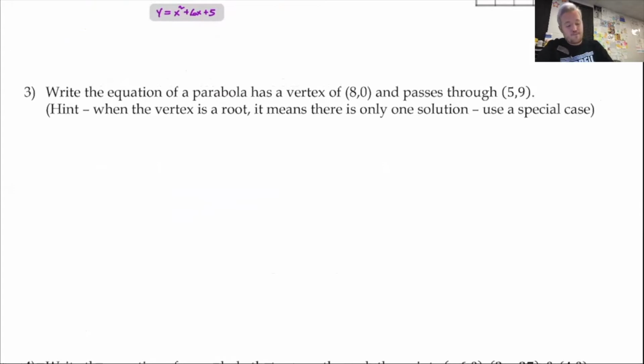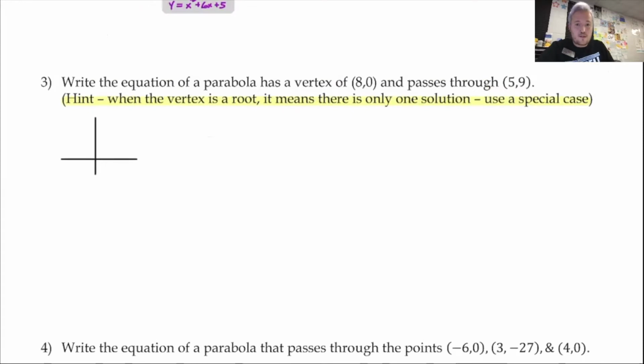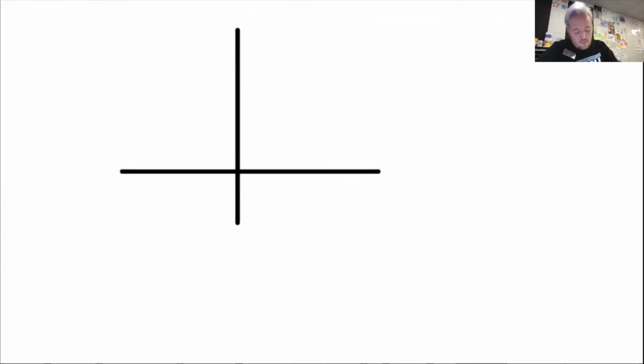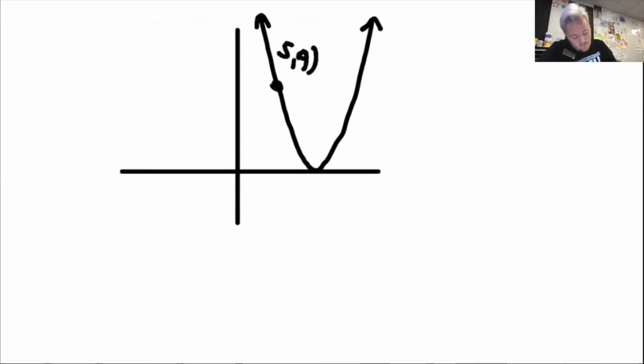Keep in mind, I gave you this hint on purpose. Notice how the vertex is a root itself. Here's just a rough sketch, so you know what we're working with. It's going to have a vertex of (8, 0) and pass through (5, 9). So (5, 9) would be over here, and then this is going to be (8, 0).